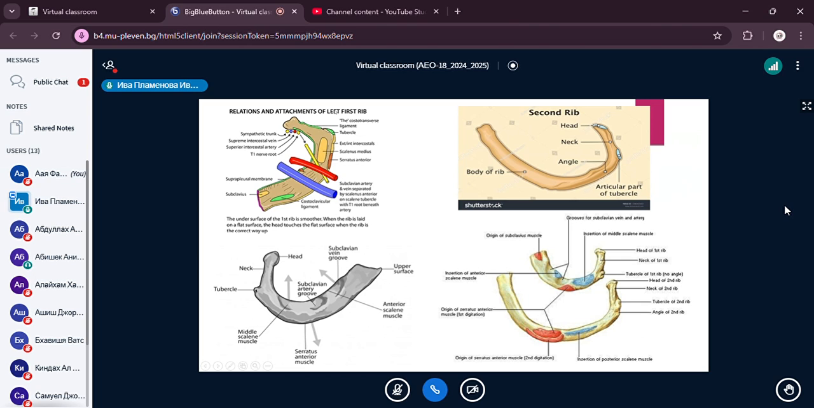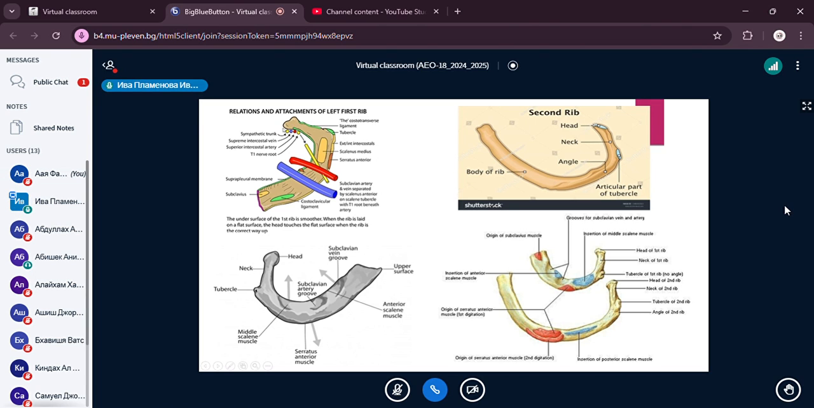What is this? Relations and attachments of the left first rib. You can see some ligaments here, the costal transverse ligament. We can talk about them at the end of this semester, after the bones. We can start with arthrology and talk about joints and ligaments.